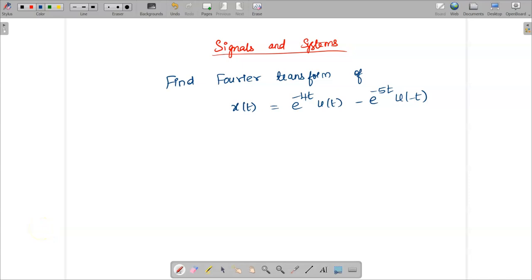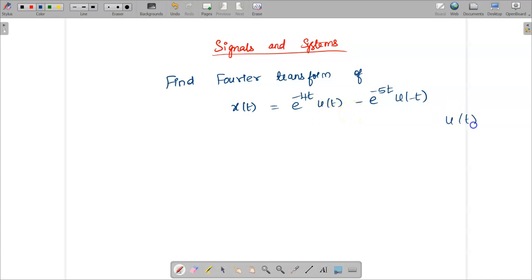Today we are going to see the problem on Fourier transform. The question is: find the Fourier transform of x of t equal to e power minus 4t u of t minus e power minus 5t u of minus t. So here, before applying the formula, first they have given u of t.